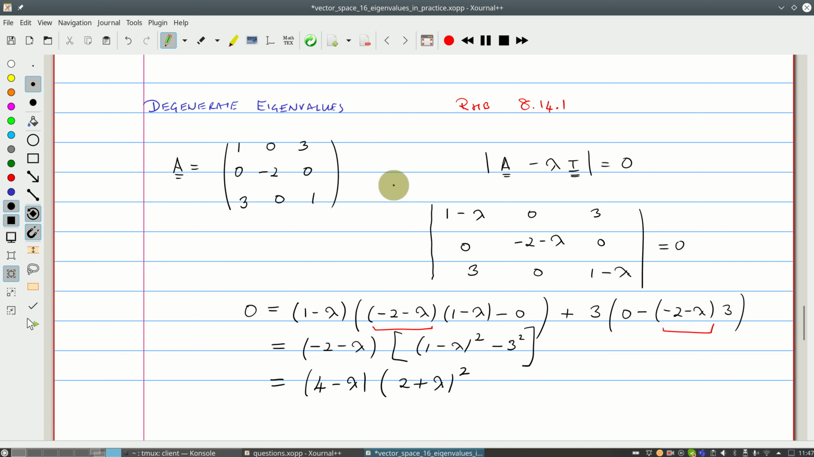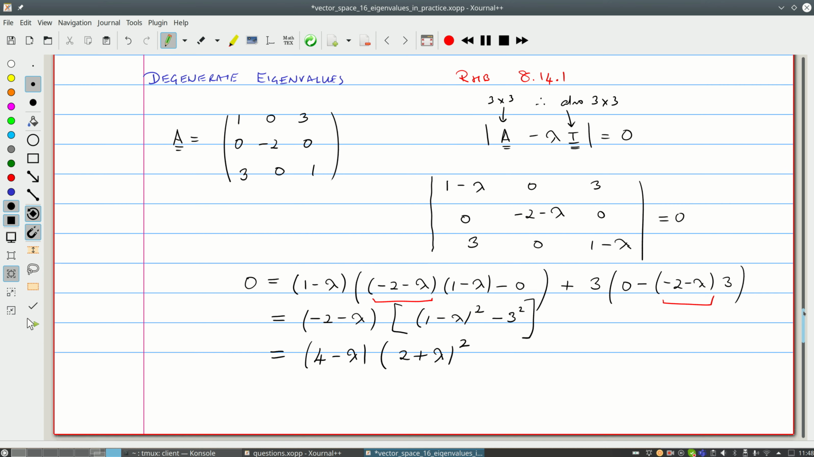Now since A is 3x3, I must also be 3x3. And this gives you the 3x3 determinant, where we essentially take the diagonal elements of A and subtract lambda from them. The rest of the terms of A remain the same. Now you find the determinant using any of the tricks you have learned in your previous courses.